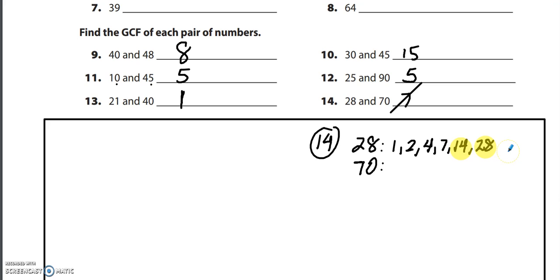So you know 14 is a factor of 28, and then you need to use a multiplication chart to check to see if 14 does go into 70, and it does. 5 times 14 is 70. And so what does that mean? Well, it means that 14 is in both lists. 14 is the greatest common factor of 28 and 70.